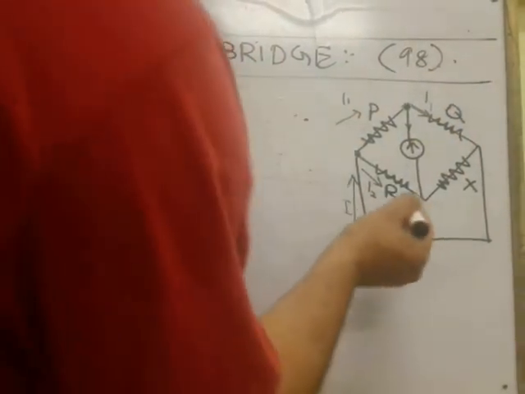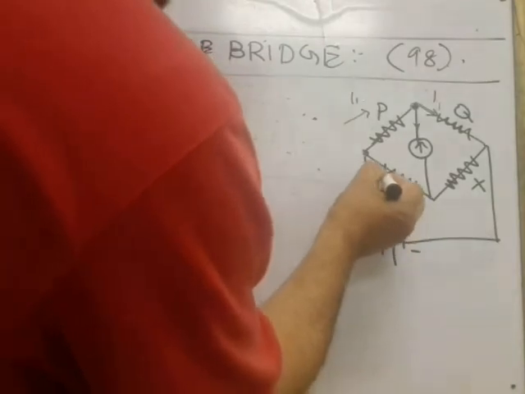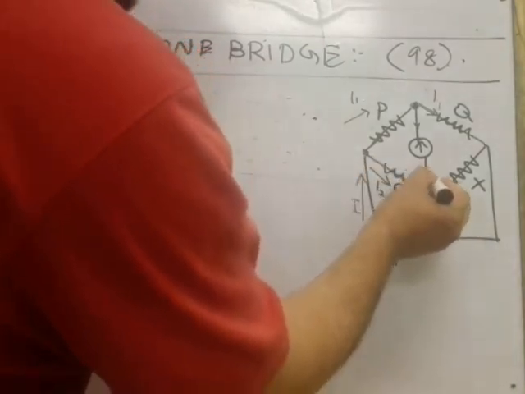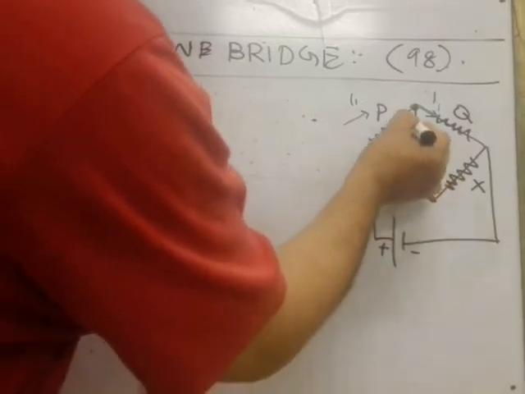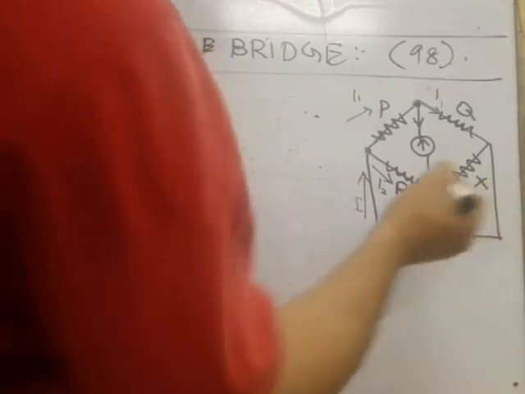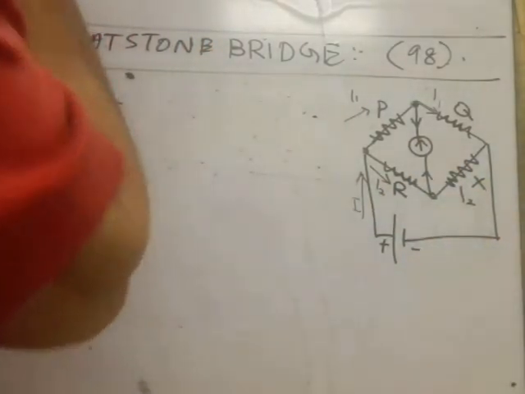Again, when the current I2 passes through R and approaches this junction, some part of the current flows through the galvanometer in the upward direction, and the remaining part goes through X, I2.